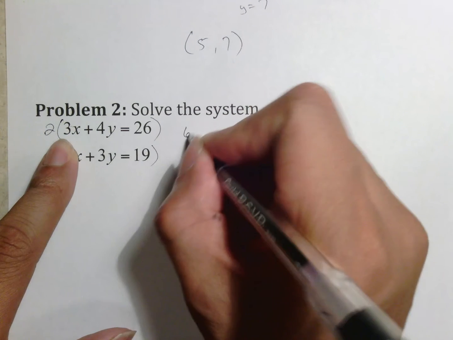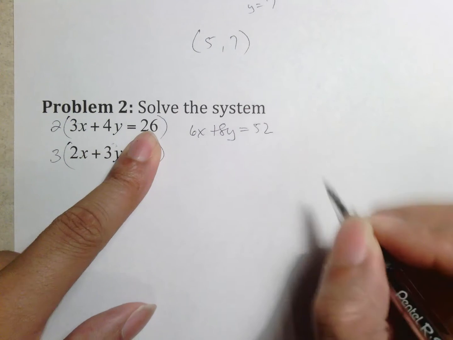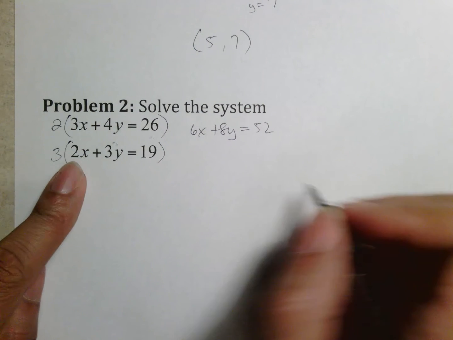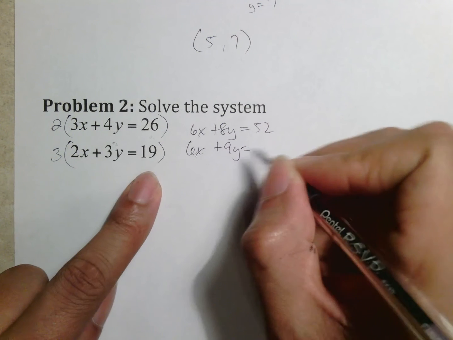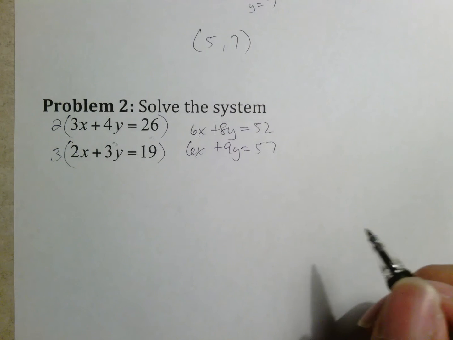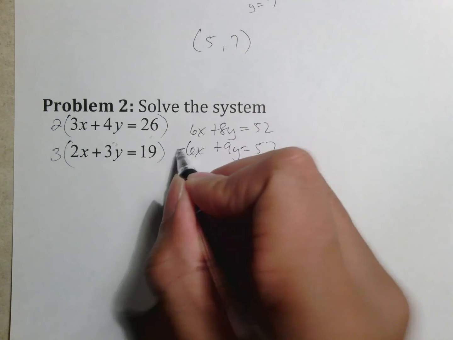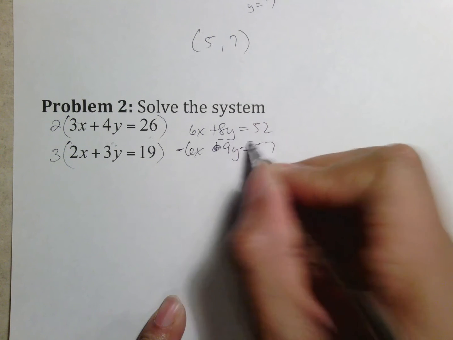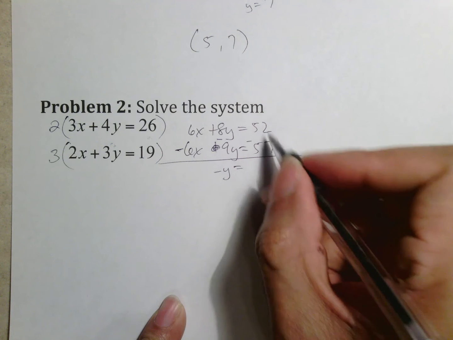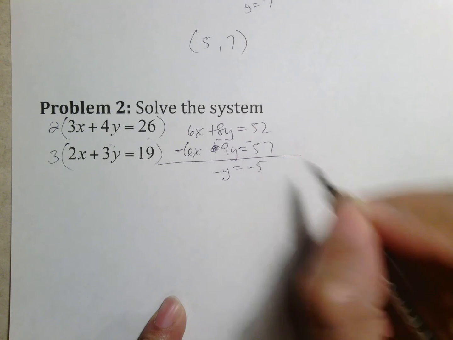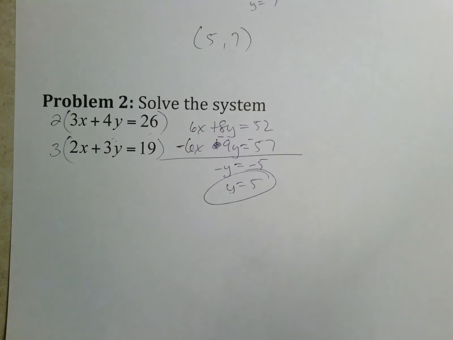So this will turn into 6x, 8y, and 52. This will turn into 6x, 9y, and I believe that's 57. Notice my 6x's are ready to go, so I switch the whole bottom row. 8 minus 9 is a negative y. 52 minus 57 is a negative 5, which means that y is equal to 5.